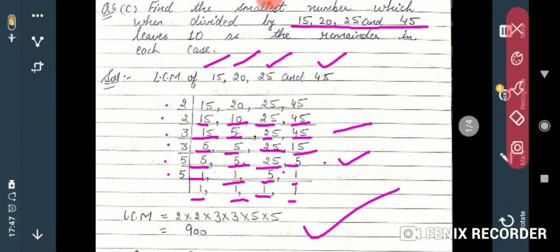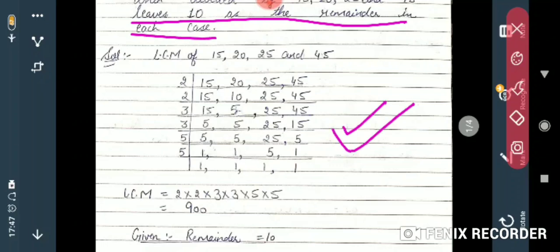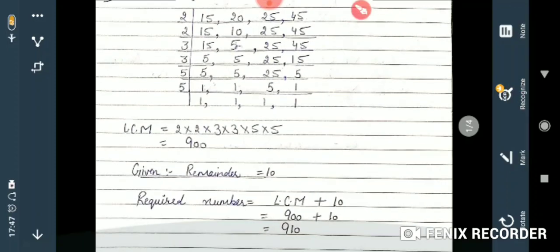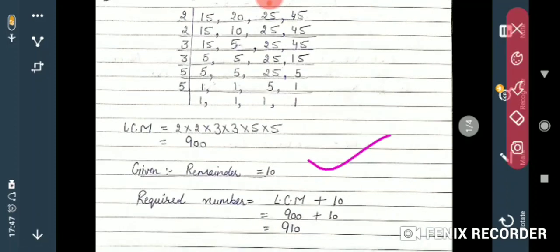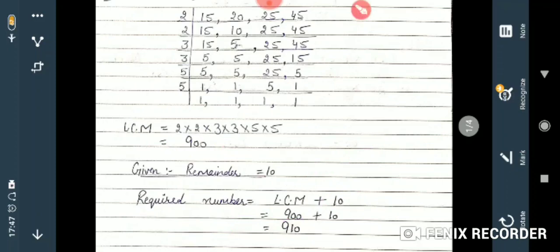So what is the LCM? 2 multiply 2 multiply 3 multiply 3 multiply 5 multiply 5. What we will get? 900 as the LCM. But in the question, what was the remainder left? 10. So we will add the remainder to this LCM. 900 plus 10, what we will get? 910. So the smallest number that we got is 910. Okay.